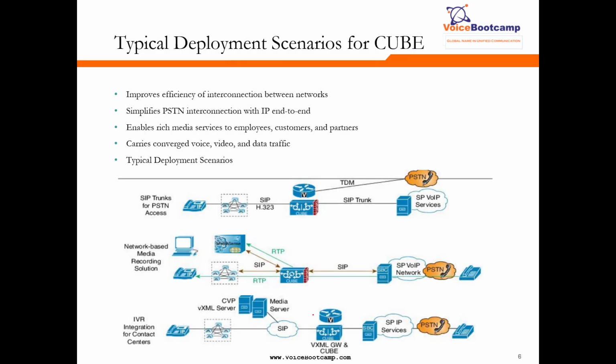A typical deployment scenario for CUBE, which improves efficiency of interconnection, simplifies PSTN interconnection with IP end-to-end. So you could have an IP phone to Call Manager, to a SIP trunk to the CUBE, and from CUBE to a SIP trunk to a service provider. It enables rich media services to your employees, customers, and partners. Through this method, you could pretty much have customers calling you over an IP network. You could provide, let's say, a SIP-based phone on your employee's smartphone, and they can then use the data networking on their phone to communicate with your infrastructure.